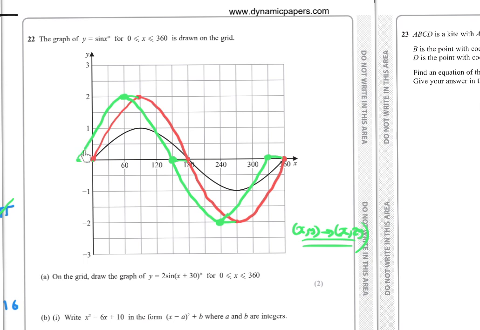We don't need to extend this part. Now you can erase the red one, erase that one and keep the green one. So this is the graph after the two transformations. And we can extend this line like that.